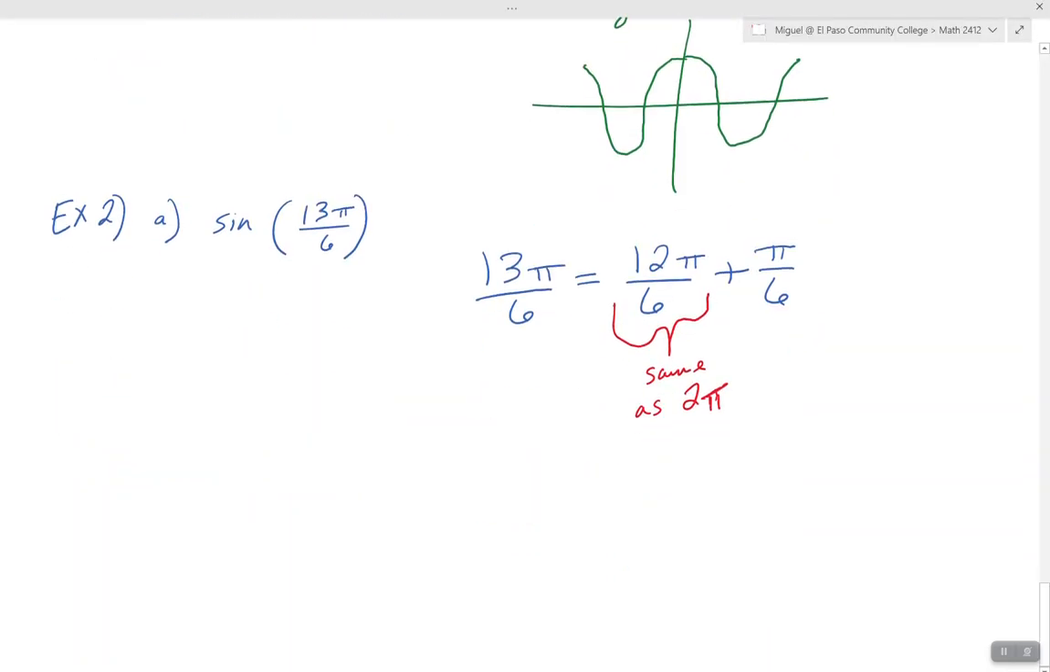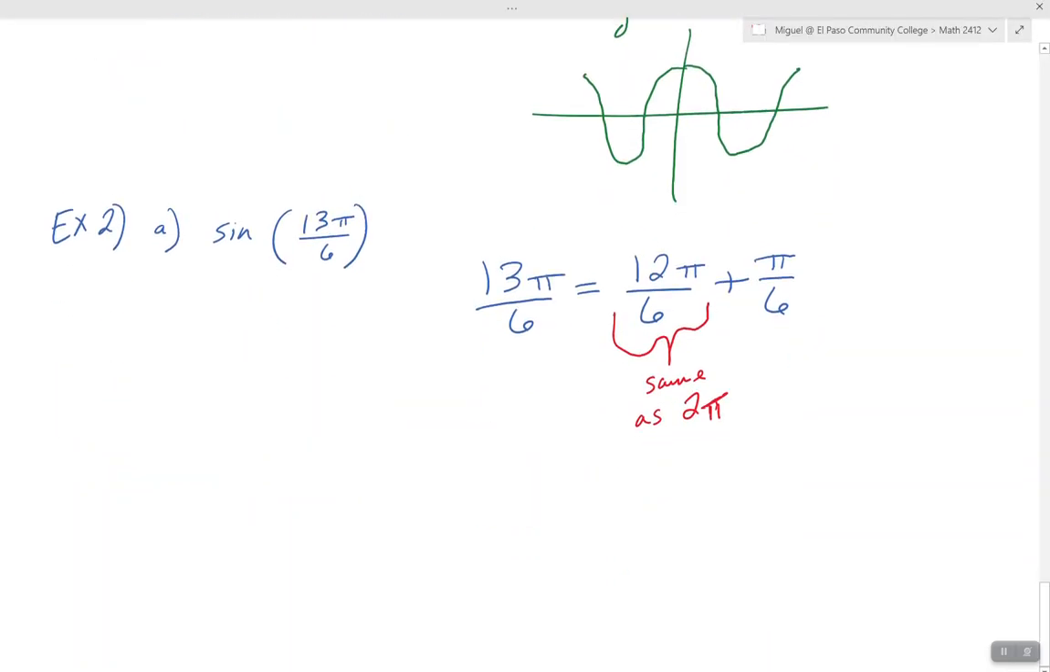Why does that help us? Well, 2 pi is something very easy to find. It's a whole revolution. So if I want to find 13 pi over 6 on here, and find the coterminal angle that matches it, I know I have to go 2 pi, all the way around, and then pi over 6 more. So the angle is here.